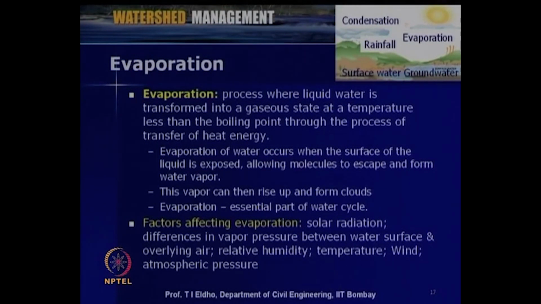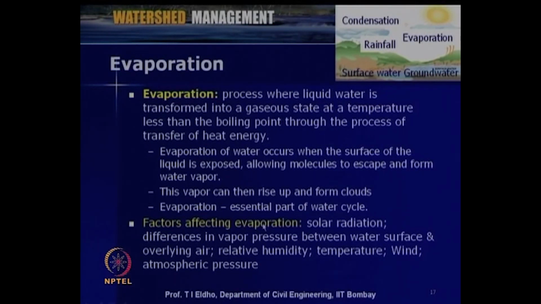Evaporation is the process where liquid water is transformed into a gaseous state at a temperature less than the boiling point through the process of transfer of heat energy. Evaporation of water occurs when the surface of the liquid is exposed, allowing molecules to escape and form water vapor. This vapor can then rise up and form the clouds. So, you can see evaporation from the water surface taking place, then cloud formation taking place, and that is a part of the hydrologic cycle.